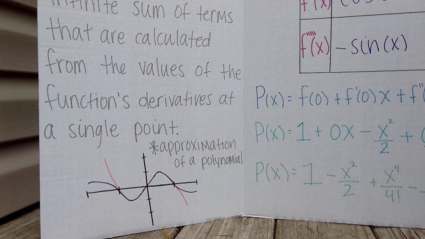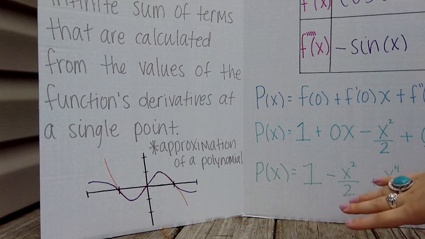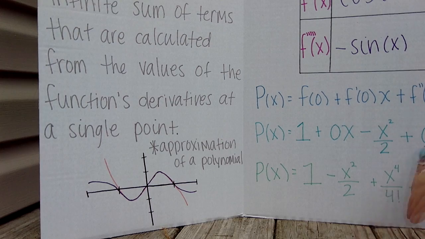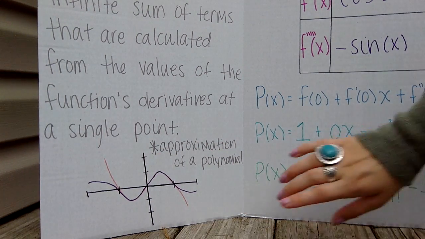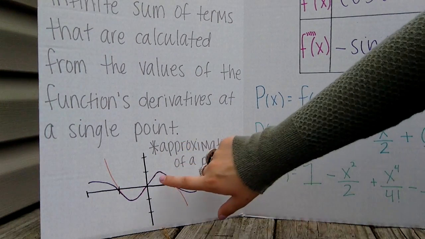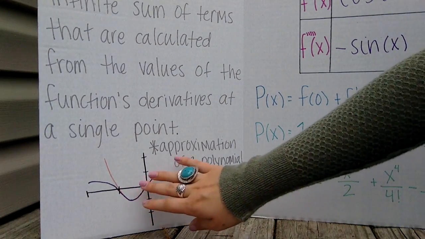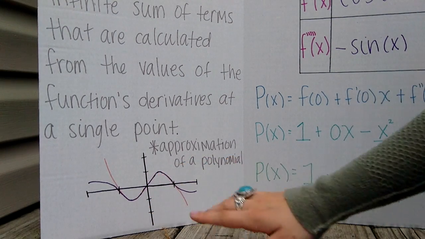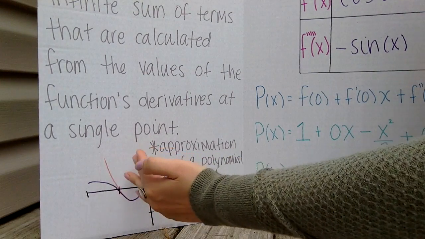What Taylor and Maclaurin series do is approximate polynomials by adding up an infinite sum of terms. And the farther you go out for a degree polynomial, the more accurate the approximation will be. So say this is the function that you're trying to approximate in the pink, and the purple is your approximation. The further you go out with this polynomial, say the 10th degree or the 12th degree, the more accurate this function will become.